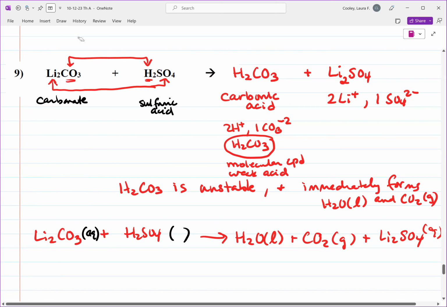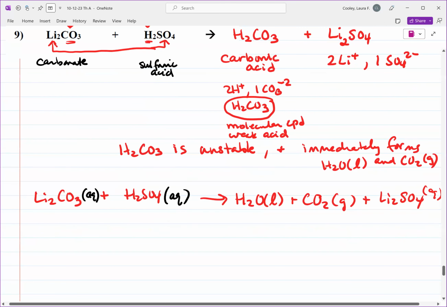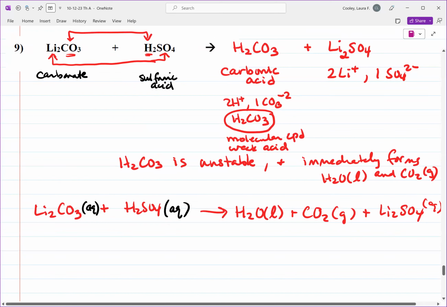Oh, I wrote an S here. Yeah, sorry. Carbonic acid, not stable. It's unstable. It's just not a stable structure. This one is liquid and the other one's gas, but no, nothing to do with that. It's probably just that carbon dioxide and water have much stronger bonds than H2CO3.